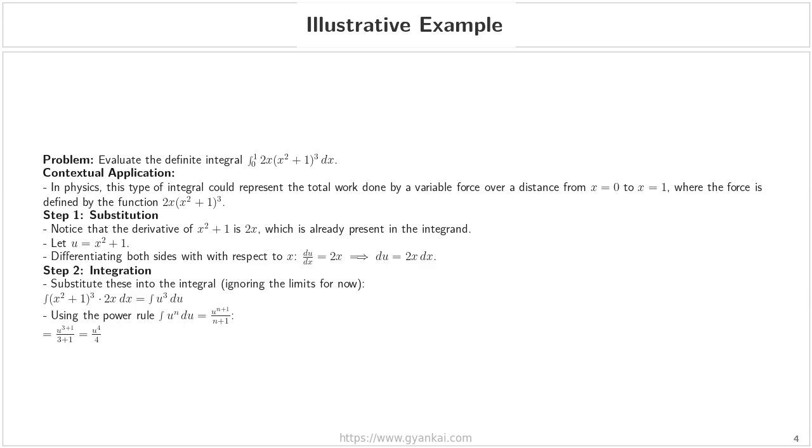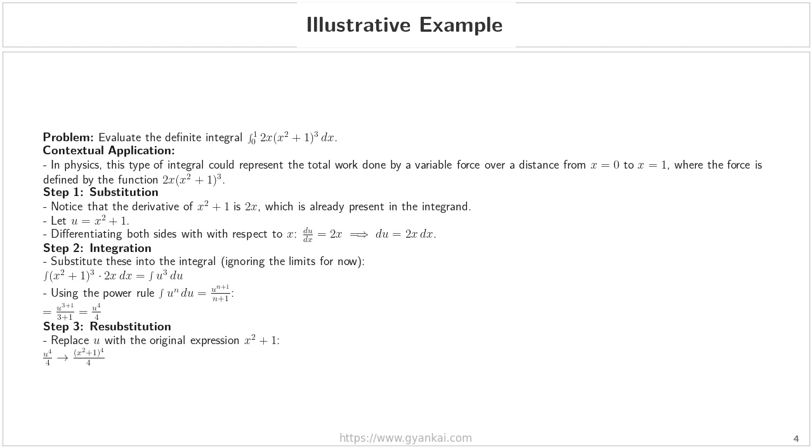Now, let's move on to step 2, integration. We substitute our expressions for u and du into the original integral. Remember, we're temporarily ignoring the limits of integration. So, the integral of (x squared plus 1) cubed times 2x dx becomes the integral of u cubed du. Now, this is a straightforward power rule integration. Recall that the integral of u to the power of n is u to the power of n plus 1 divided by n plus 1. Applying this, the integral of u cubed du is u to the power of 4 divided by 4. We don't add a constant of integration, c, at this stage, because, as we discussed, it will cancel out when we evaluate the definite integral.